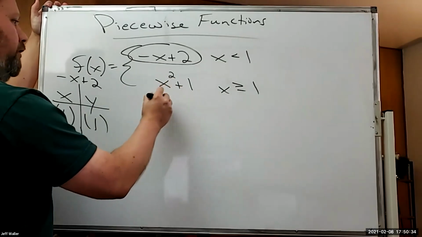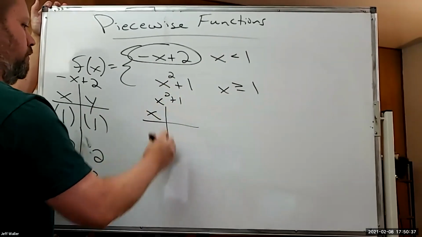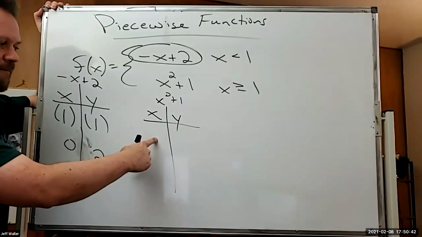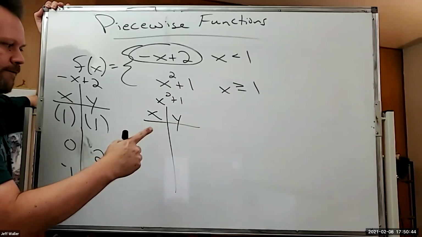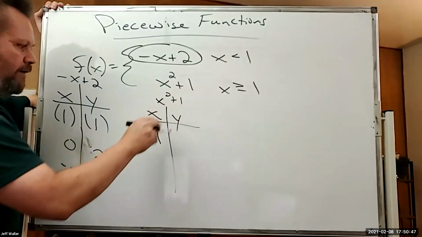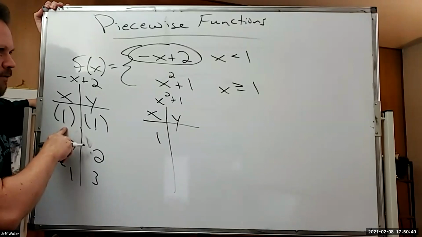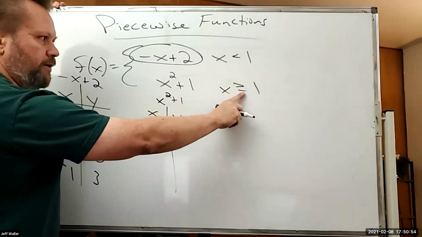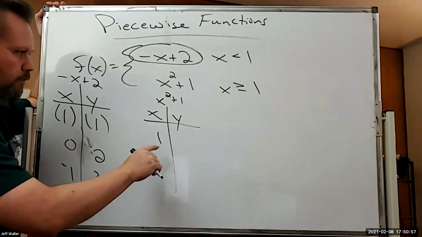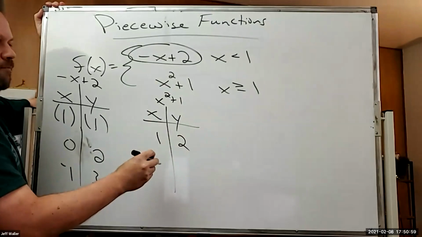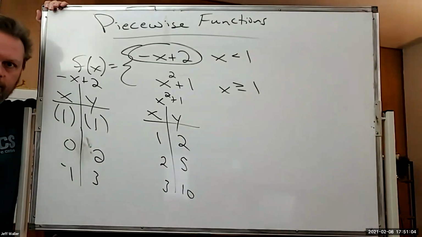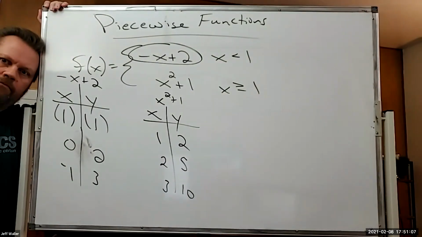So what I'm going to do for x squared plus 1, I'm going to start probably at 1. Am I going to have to put parentheses around it? Nope, because I'm allowed to use it. It's allowed to equal 1. So when I put a 1 in, I get 2. When I put a 2 in, I get 5. When I put a 3 in, I get 10. Is that all right?